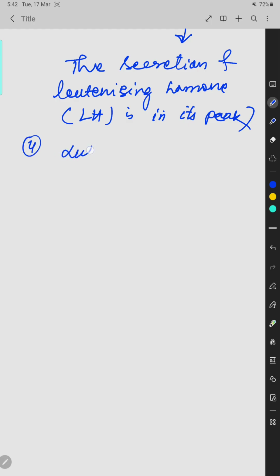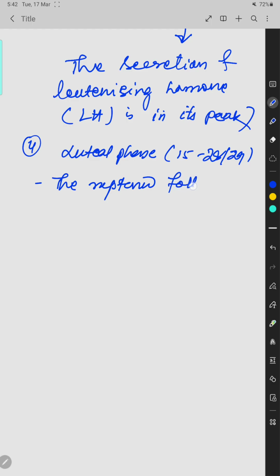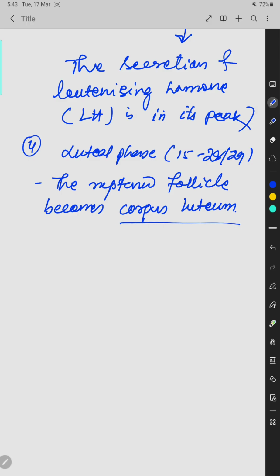The luteal phase, that is day 15 to 28 or 29. Here the ruptured follicle becomes the corpus luteum. After the egg is released from the Graafian follicle, the remaining tissue or the remaining cells form a structure that is known as the corpus luteum.